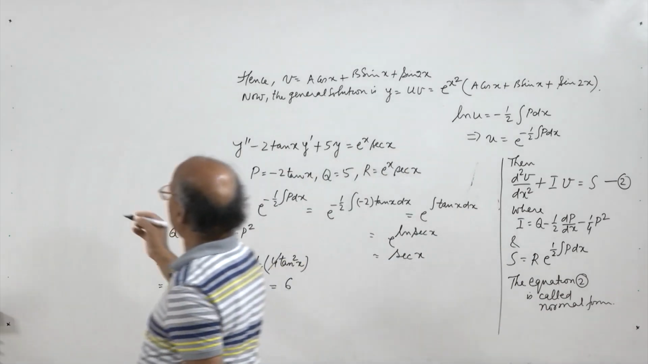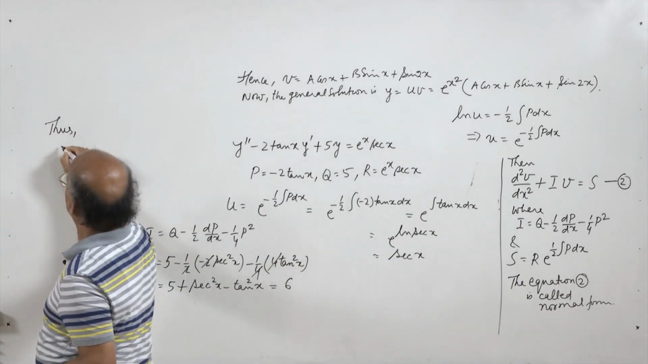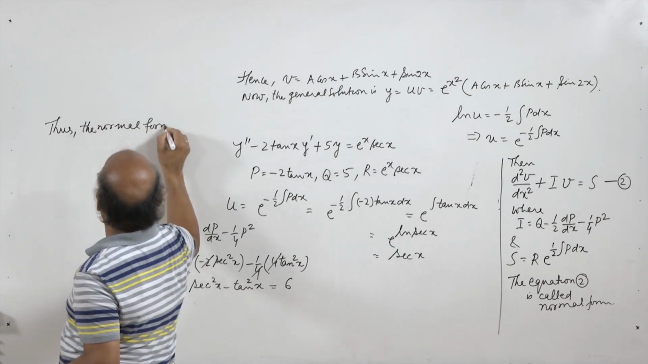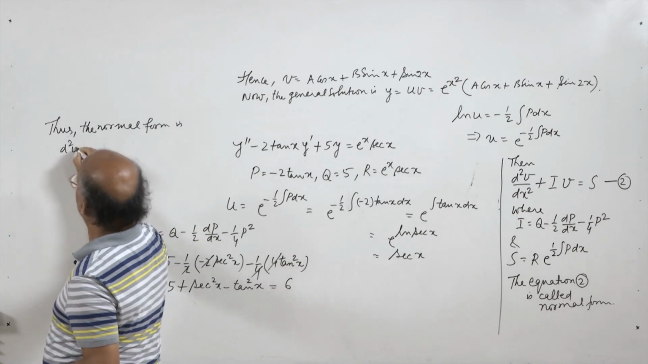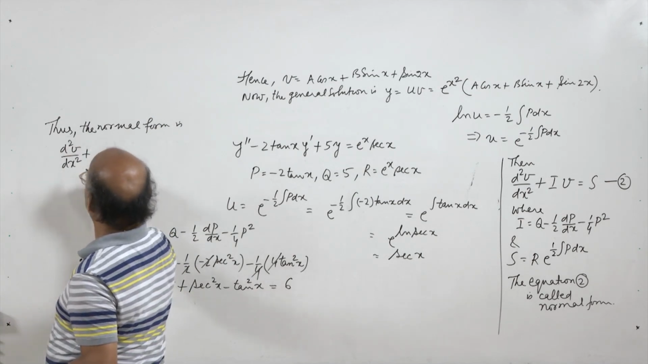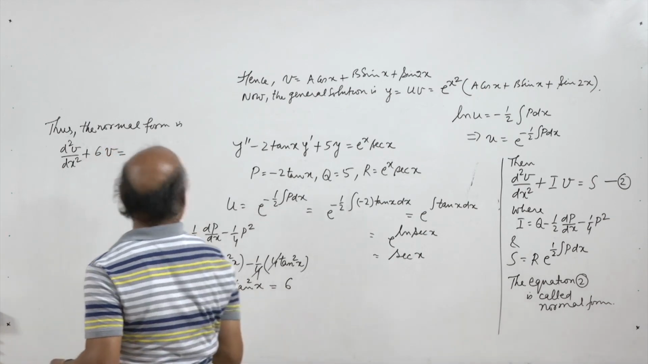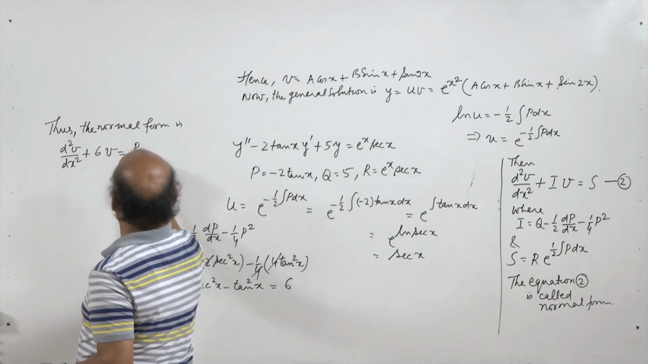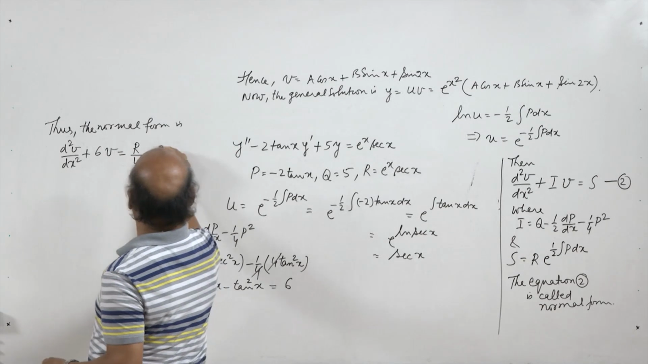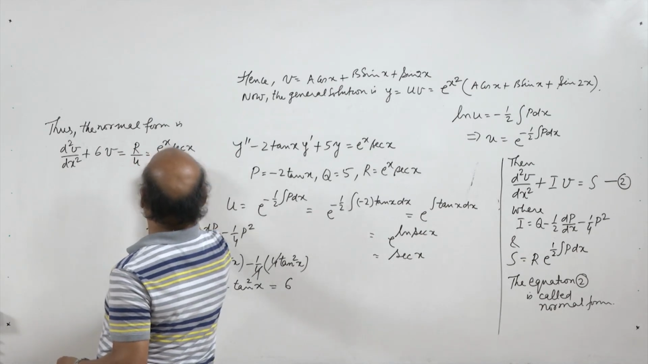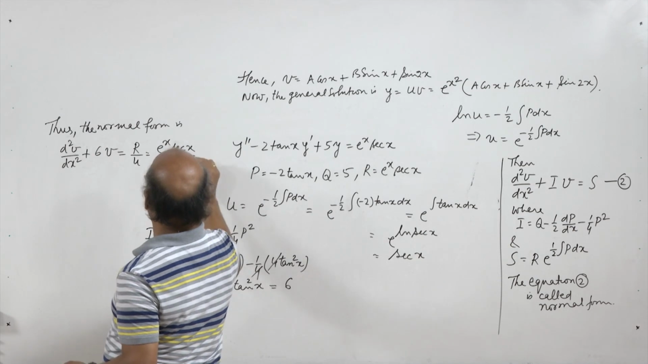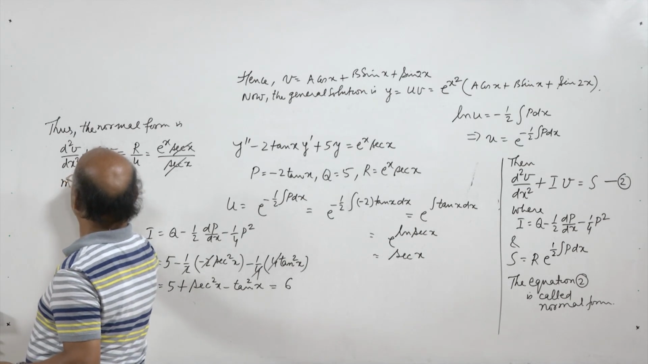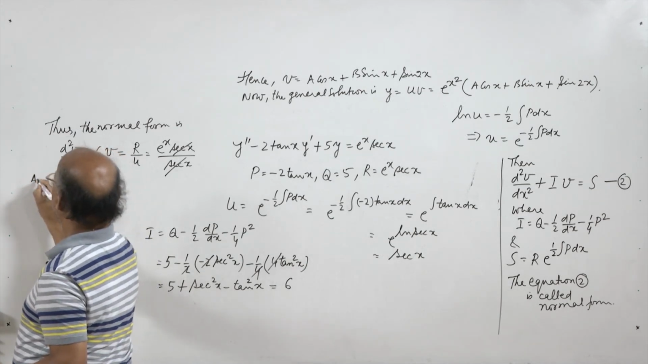thus we have the normal form as d squared v by dx squared plus I into v, that is 6 into v, equal to s, where s is r by u. So, s is equal to r by u, which is e to the power x sec x divided by sec x. So, we cancel this and now this is easy to integrate. The auxiliary equation is m squared plus 6 equal to 0. This is our auxiliary equation.